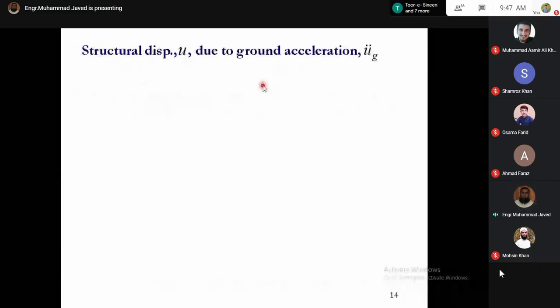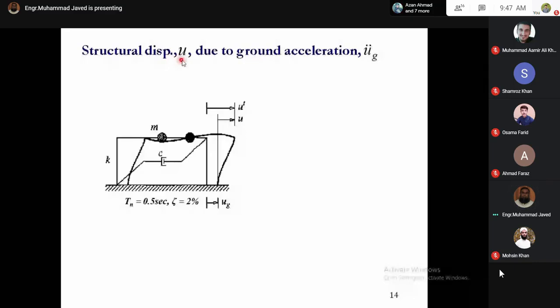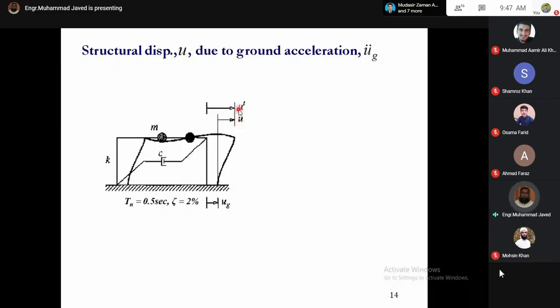Sometimes, most of the time, we may need U, structural displacement. As we have discussed, the total displacement can be divided into two parts: ground displacement plus structural displacement. Most of the time we are interested in this structural displacement, because in the slides to come you will see that in order to develop response spectra or design spectra, we need structural displacement.